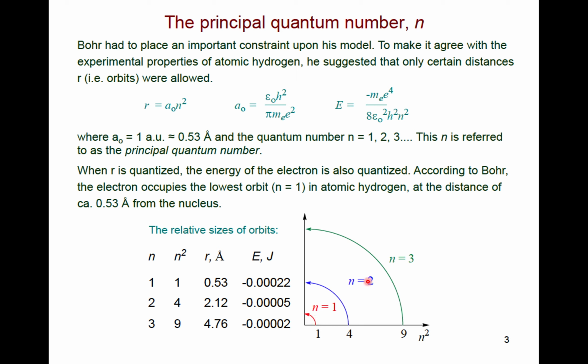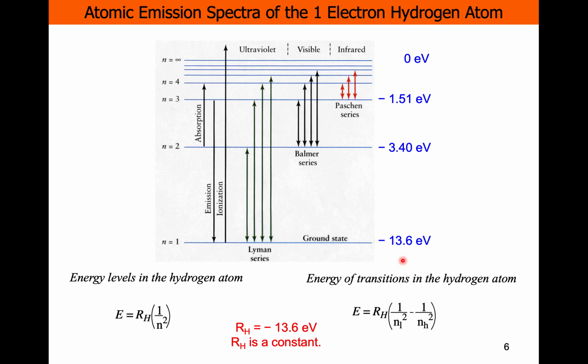If we go to n equals 2 here, it's still negative, of course, but it is less negative. So the n equals 2 state is less stable than the n equals 1 state. And then n equals 3 here is just barely negative, but it's still negative, and so this is the least stable state. So as we take this electron and we move it further and further from the nucleus, it becomes less and less stable. The atom becomes less and less stable.